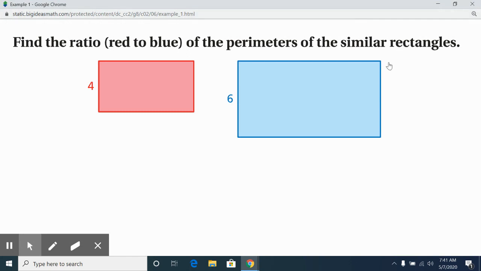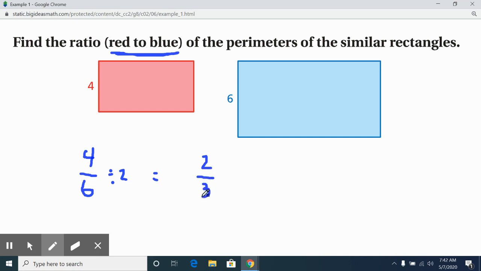Again, perimeter is very simple. We're simply going to take the corresponding side lengths and make a fraction out of them. That fraction we're going to simplify, and that's going to be the ratio of the perimeters as well. So I'm going to take 4, since it wants us to make our ratio from red to blue, and put it over 6. The only thing I want to do here is simplify this fraction. 4 over 6, both of these we could divide by 2 to make this fraction become 2/3.